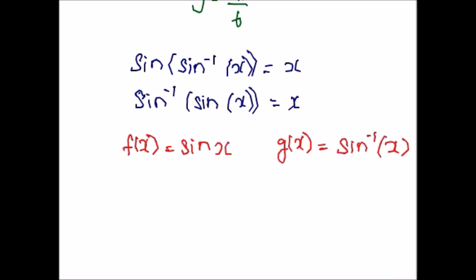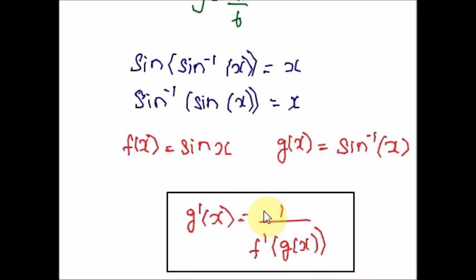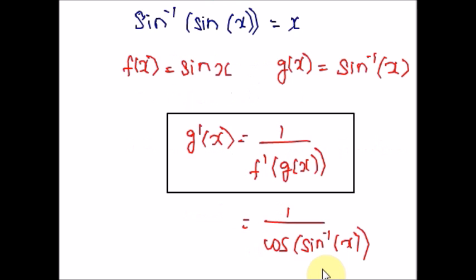So that is g dash of x. Hope you remember this formula. So we are just going to use this. I'm going to plug in g of x and find f dash of g of x, and then I'm going to find g dash of x on the left side. So we got 1 over cos of sine inverse of x. This is not a very useful formula. So let's see if we can get a better formula.